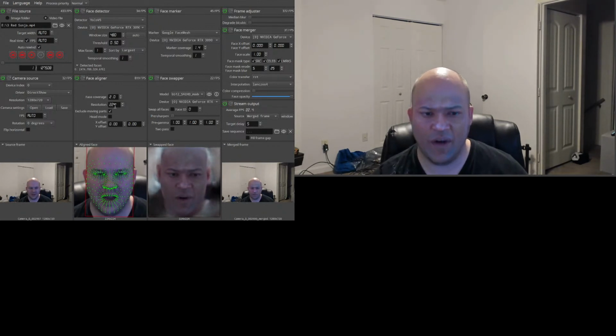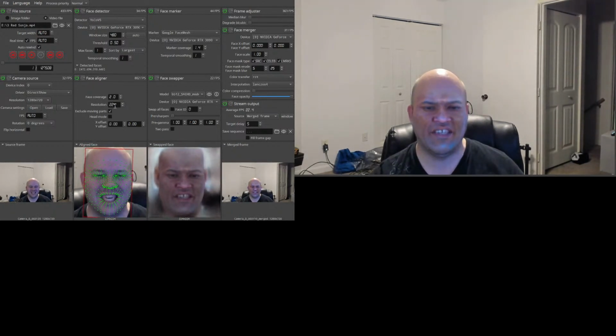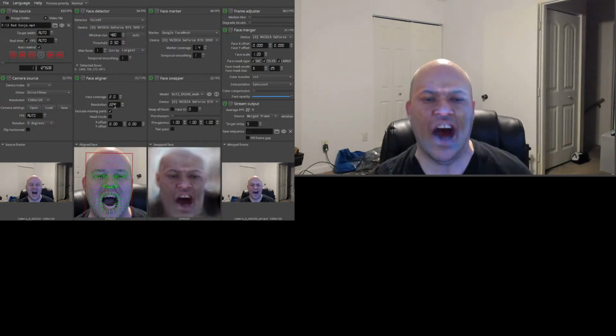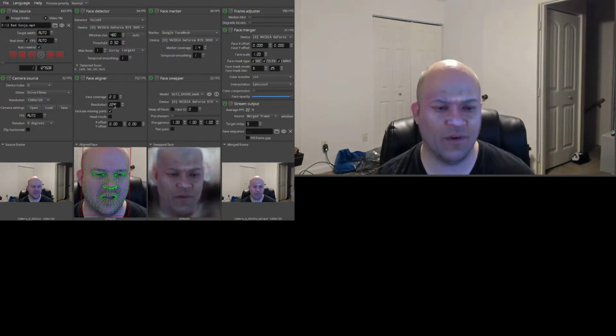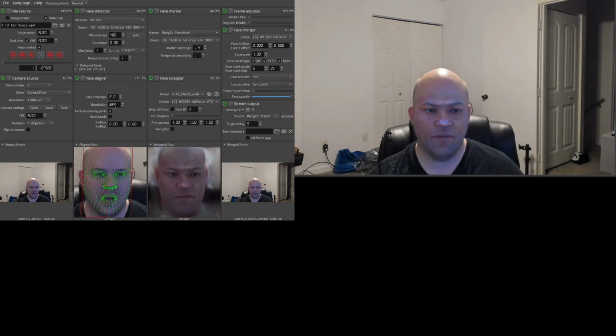Like I said, the bottom teeth, it's struggling with. The top teeth have been fine, but the bottom teeth, for some reason, are blurry. So it's the bottom lip and teeth and everything. I don't know. And this is at about 1.5 million iterations of training.